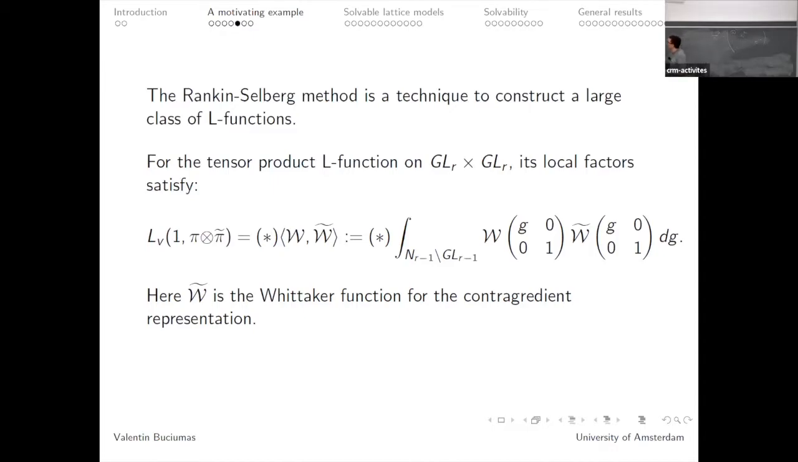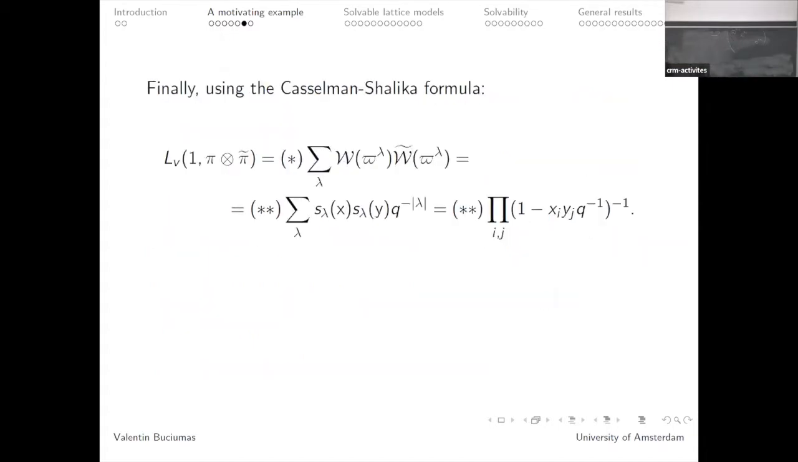We would like to compute this integral. And as with most p-adic integrals, this integral will basically become an infinite sum. It will amount to the sum of W of varpi to the lambda, W tilde of varpi to the lambda. Okay? So modulo some constant in the front, which I don't want to talk about. We understand that this L factor will be equal to this sum. And now by the Casselman-Shalika formula, this sum will be equal to a product of two Schur polynomials. And there are some other factors which I'm sweeping under the rug.